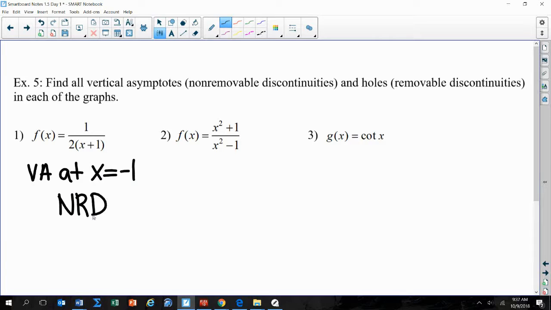Okay. All right, looking at the second one, I would start by factoring this. The numerator does not factor, but the denominator does. It's the difference of two squares. Okay. Nothing's really canceling. Okay. So Kyle, how would you describe the discontinuity?